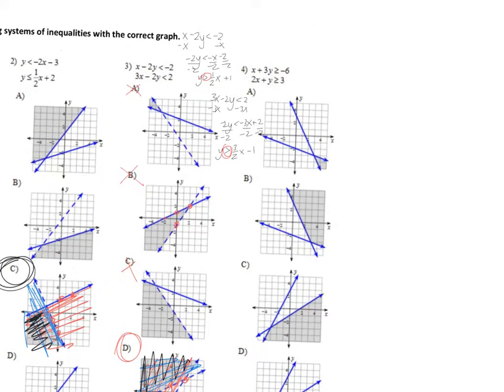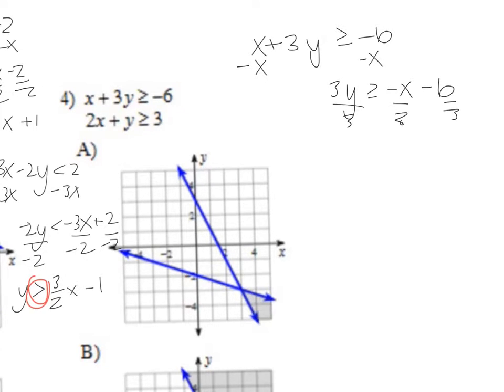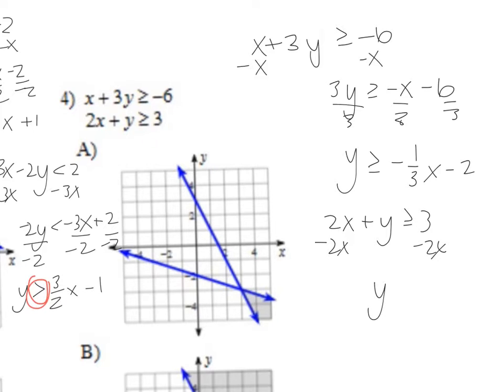All right, so I'm going to have to solve for y first on number 4. Subtract x. Divide by 3. Y is greater than or equal to -1/3 x minus 2. Go ahead and solve that other one. Subtract 2x. y is greater than or equal to negative 2x plus 3.